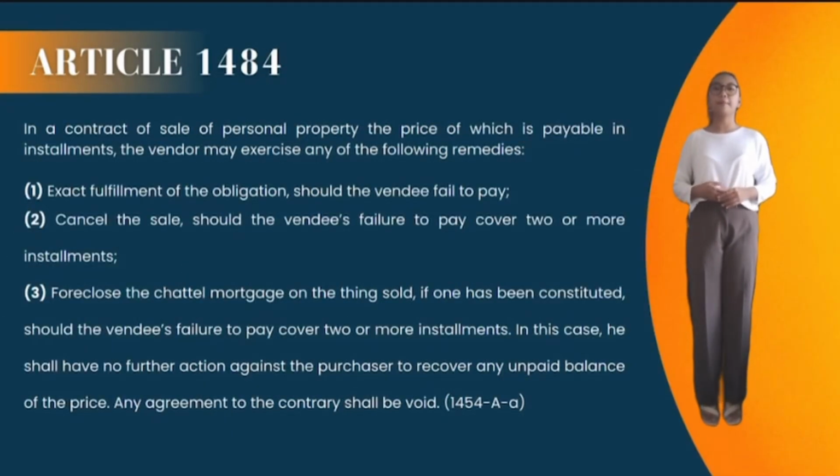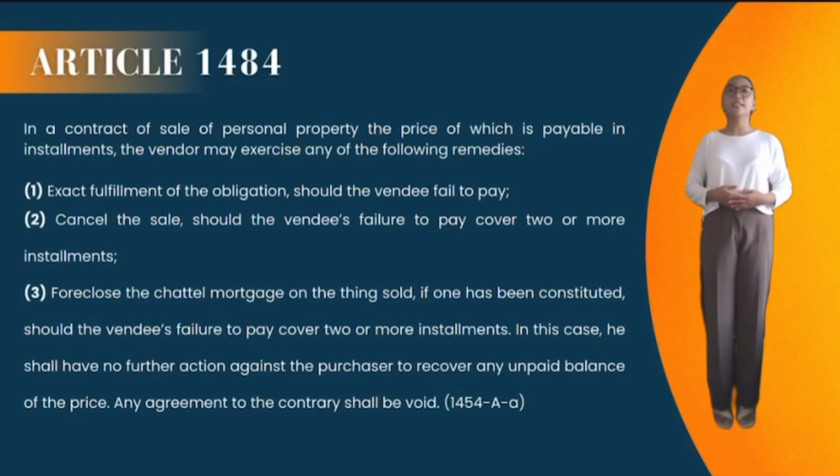Article 1484 applies to the sale of personal property payable by installment, not by a lump sum or straight-term payment. The vendor is granted 3 alternative remedies. The first option is to demand exact fulfillment of the obligation, requiring the vendee to pay the remaining unpaid balance as originally agreed. The second option is to cancel the sale if the vendee fails to pay 2 or more installments. The third option is to foreclose the chattel mortgage, if one has been constituted to secure payment of the installments, when the vendee fails to pay 2 or more installments.